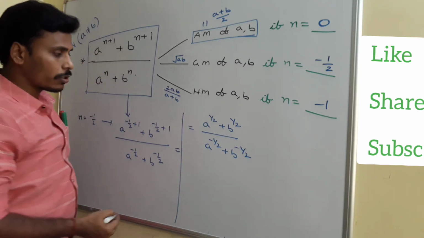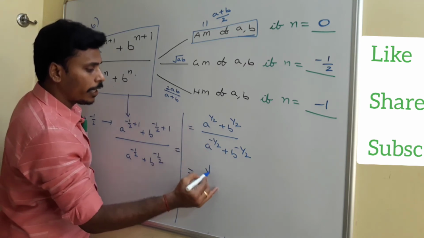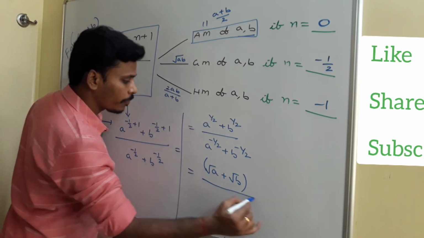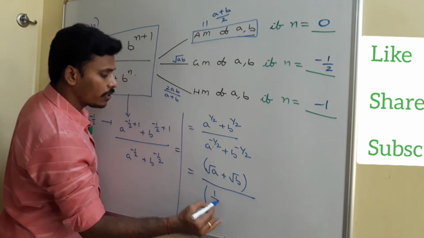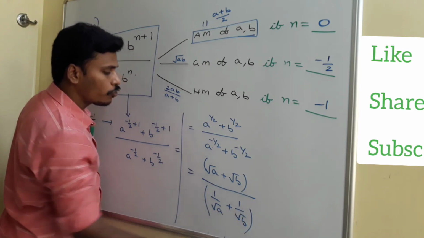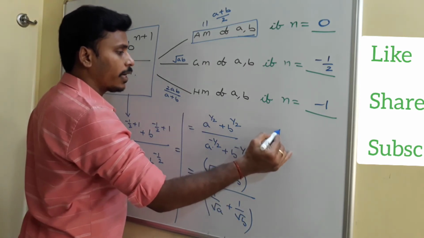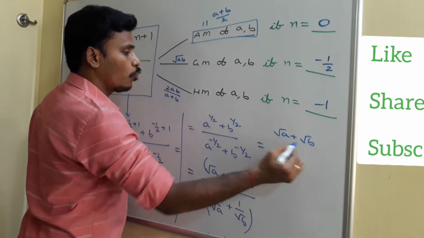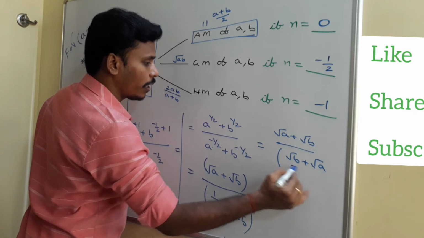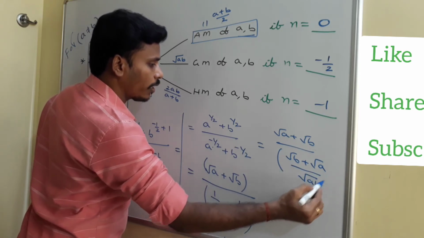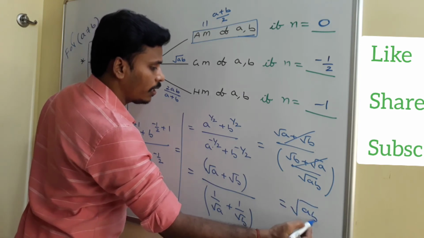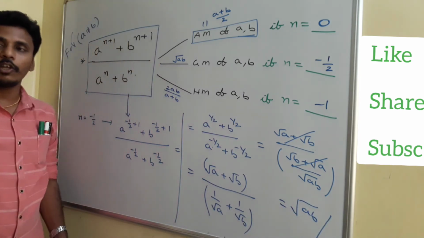Since we are going to do counter checking, this a power 1 by 2 is root a, b power 1 by 2 is root b. This is the numerator. And if you come to the denominator, this is 1 by root a plus 1 by root b. And if you simplify it, automatically you will get root a plus root b divided by root b plus root a divided by root ab. If you cancel these two, at the end you are left with root ab, and that root ab is the geometric mean of a comma b.